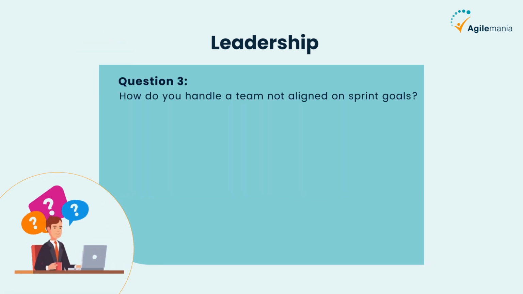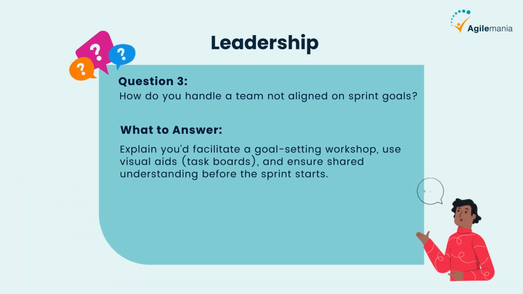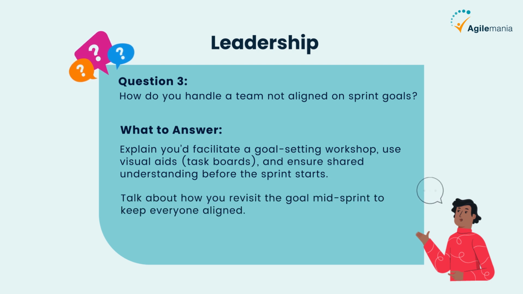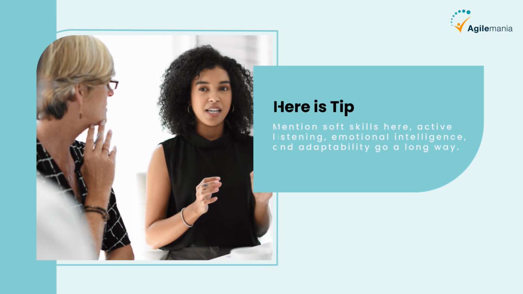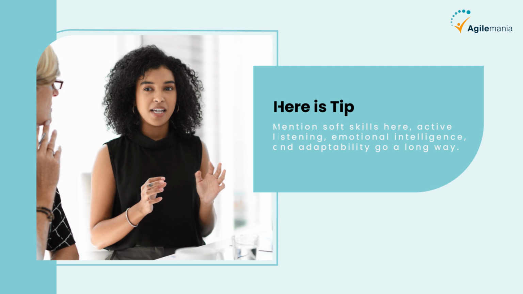Question 3. How do you handle a team not aligned on sprint goals? What to answer? Explain you'd facilitate a goal-setting workshop, use visual aids, task boards, and ensure shared understanding before the sprint starts. Talk about how you revisit the goal mid-sprint to keep everyone aligned. Here is a tip: mention soft skills here. Active listening, emotional intelligence, and adaptability go a long way.